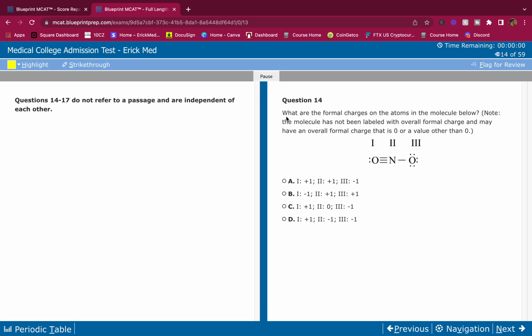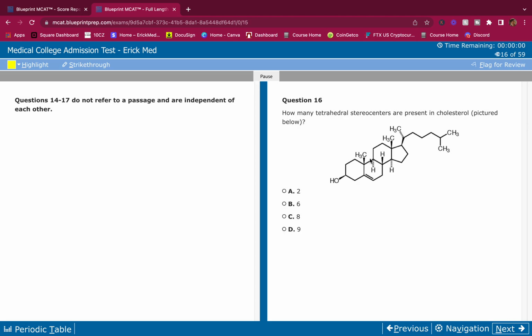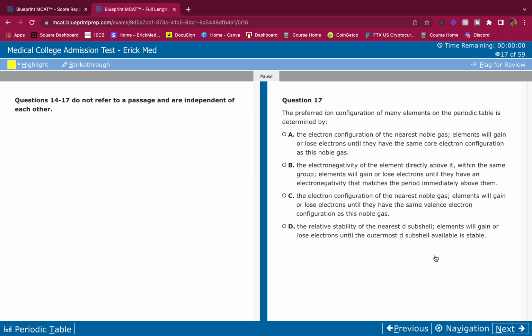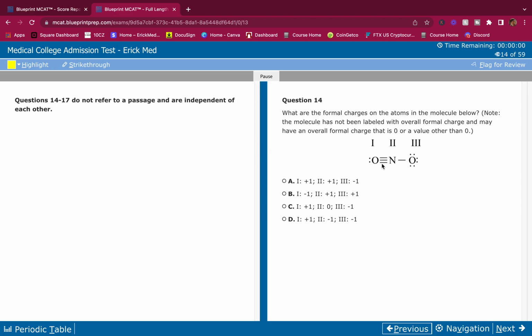So this is the first question. Read it on your own. Pause it if you need to. Write down your answer. Second question, read it on your own. Pause it if you need to. Write down your answer. Third question, pause it if you need to. Write down your answer. 17, pause it if you need to. Write down your answer. After you've done that, you can resume the video, and I'll show you guys how to get all these right.